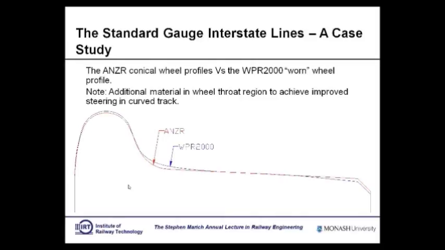The difference between the old one and the new one, I will show here. This is the old one, the ANZR profile. It's a conical profile with a 1 in 20 cone surface. This one has more beef in this area, and it's sort of worn in, in inverted commas. This beef is required so that it can make contact in the gauge corner region of the high rails in curved track and give you a high rolling radius differential. That's in the new condition, of course.